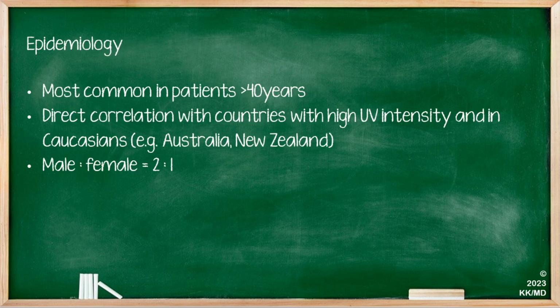As for its epidemiology, it's most common in patients above the age of 40, and there is a direct correlation with countries with high UV light intensity and Caucasian skin, such as Australia and New Zealand. It has a male to female ratio of 2:1.